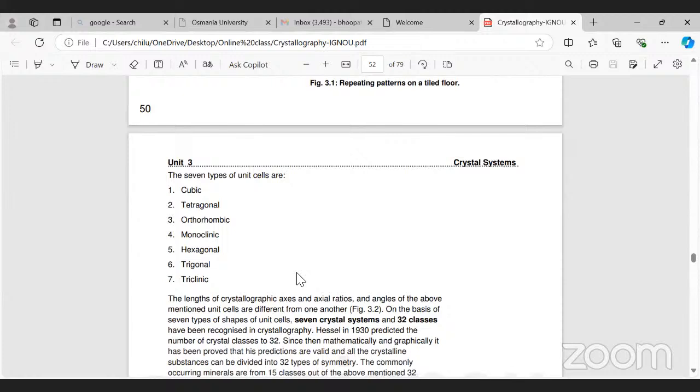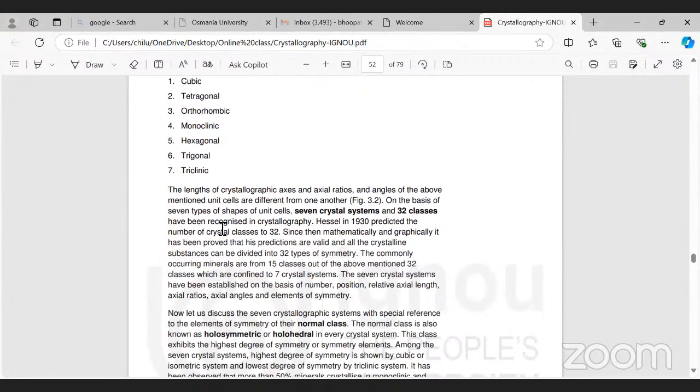These are the classification of crystals which are useful to identify the mineral, and every mineral has its own crystal system. Here you see the first one, it is isometric or cubic system. The cubic is also known as an isometric system.